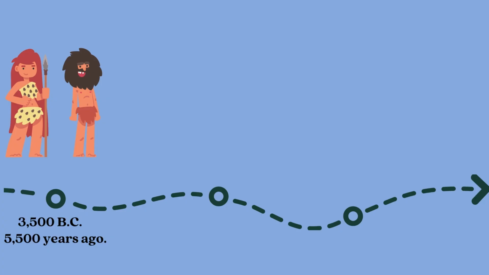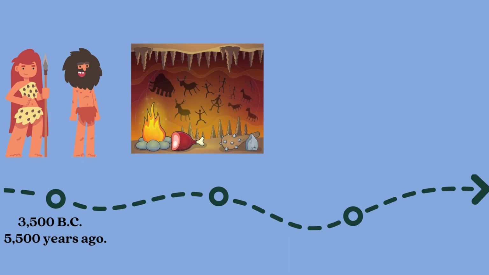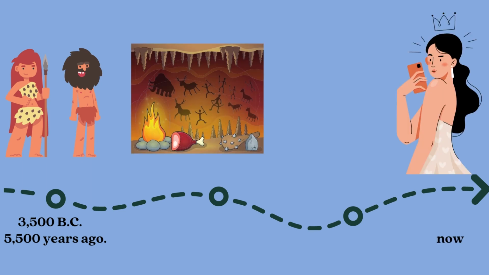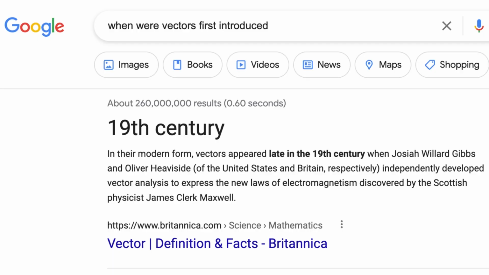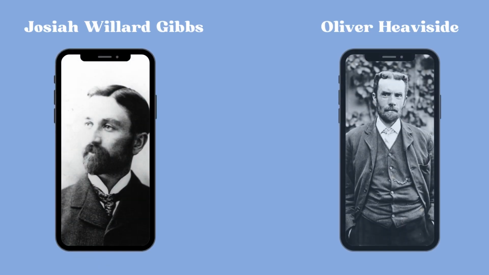Let's take a moment to appreciate the amount of procrastination that happened between 3,500 BC and the 19th century. We came up with numbers when human beings were pretty much unclothed, running around naked, and vectors happened so recently. These two gentlemen are credited with having come up with vectors.